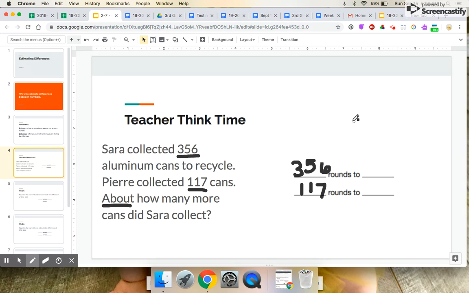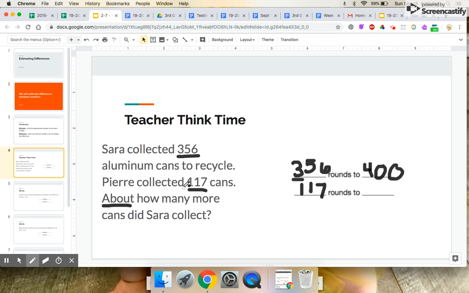I can round the numbers either to the tens or the hundreds, depending on how accurate I want to be. For right now, I'm going to just round to the hundreds. Looking at the hundreds to round, I go to the next place value over, the tens place, and I see a 5. Remember, 5 and up, I round up. 4 and lower, I round down. So 356 rounds up to the nearest 100, which is 400. So we know that Sarah collected about 400.